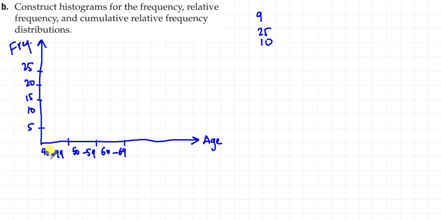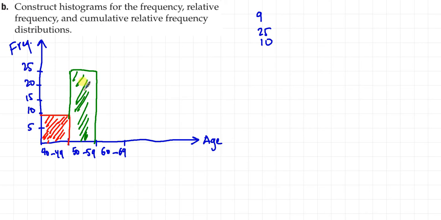Now, the class which is from 40 to 49, I have 9. So I go just under the 10. This is the first bar. Second one, 25. Change color. Each bar is in a different color. We have 25, so I have to go up till here. This is the second class, or the second bar. And the third one, 10. 60 to 69 we have 10, so it's over here. And this is the histogram for the frequency.